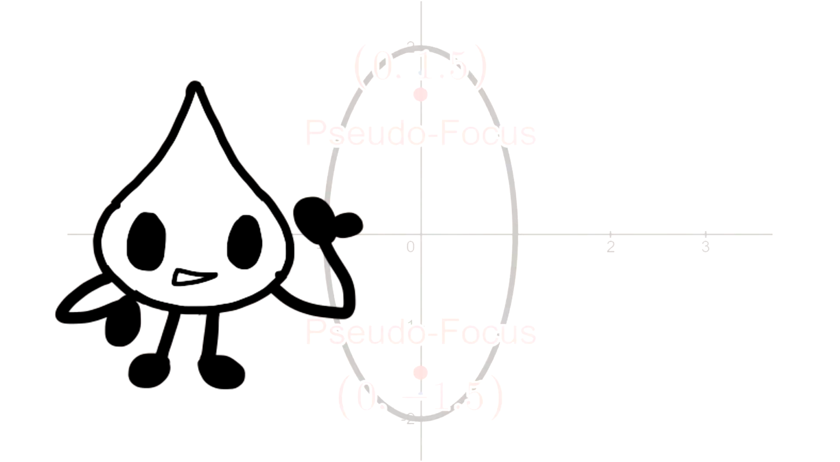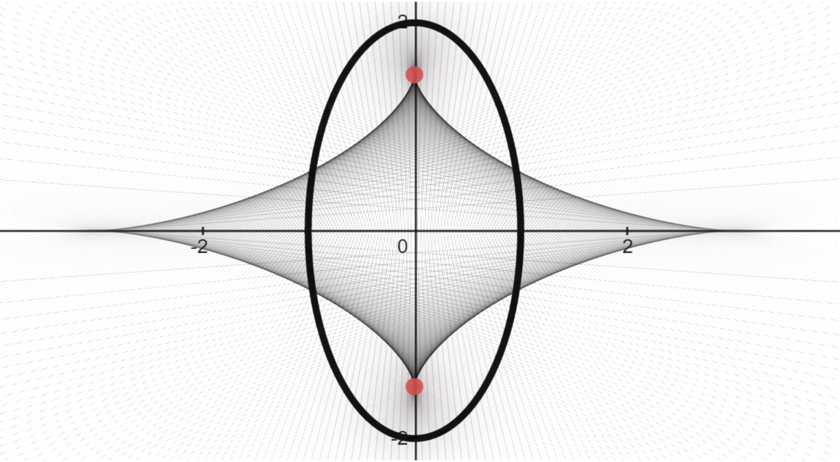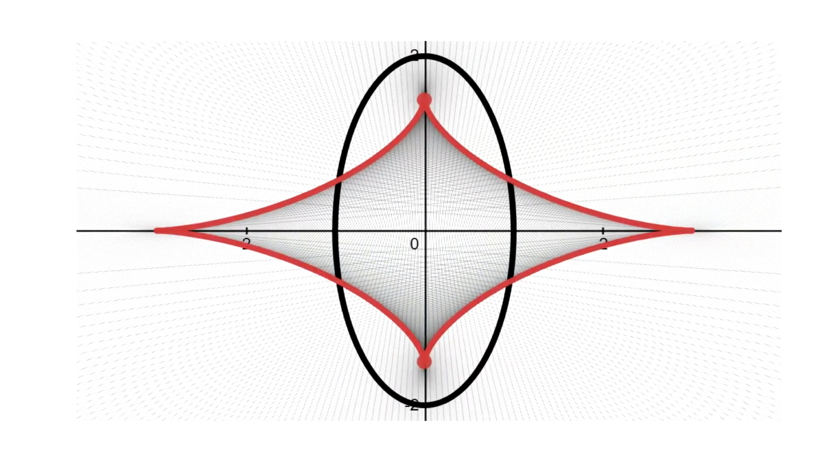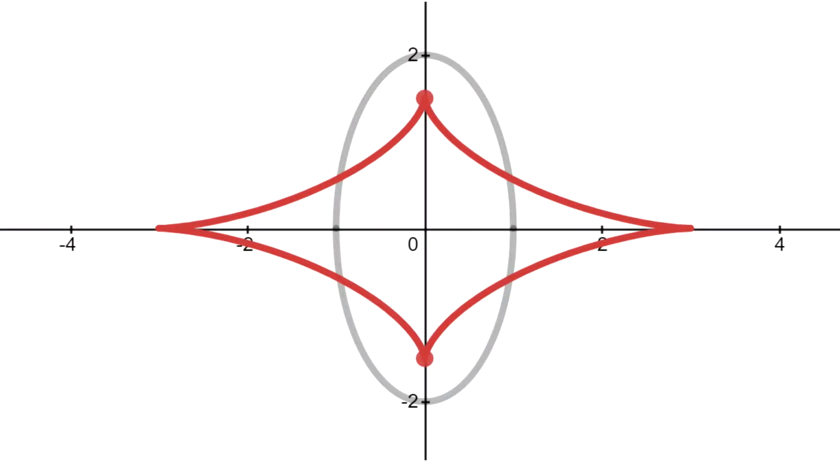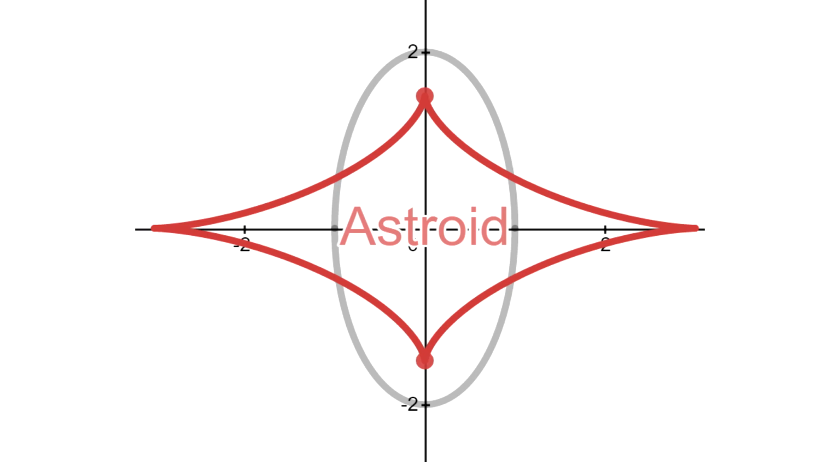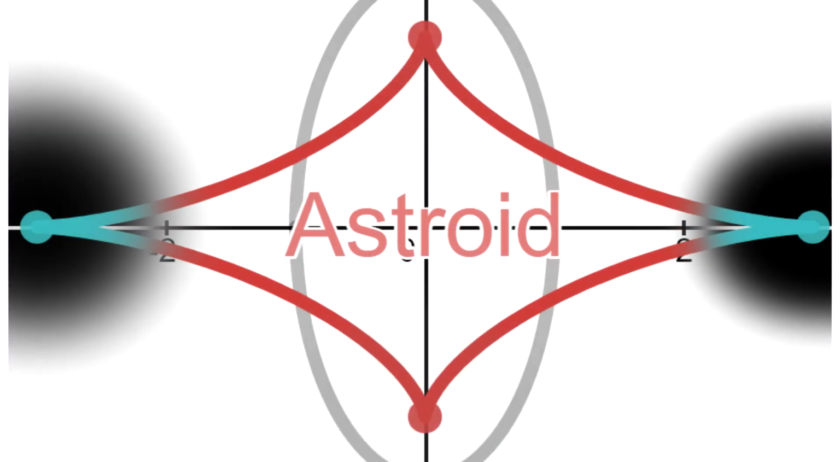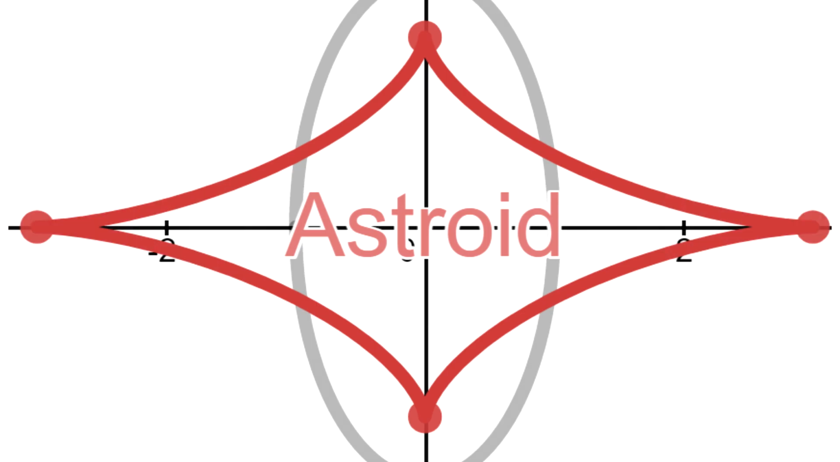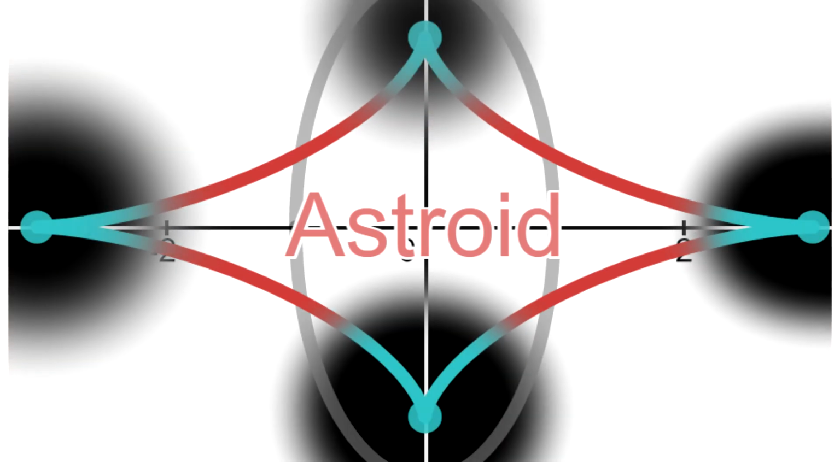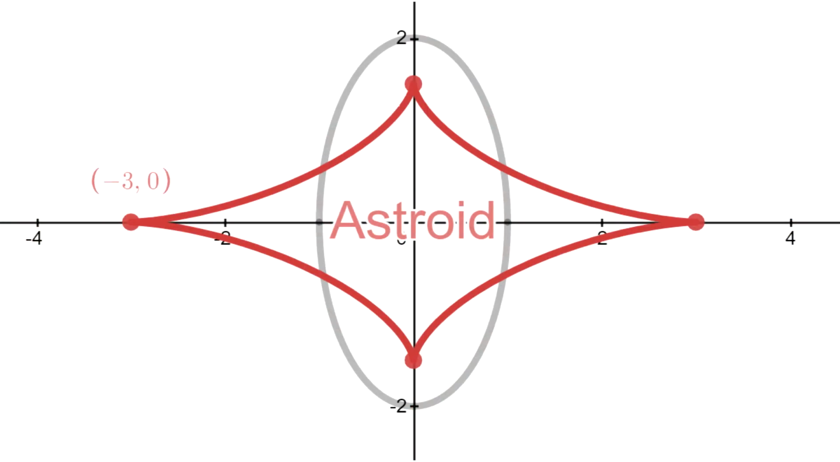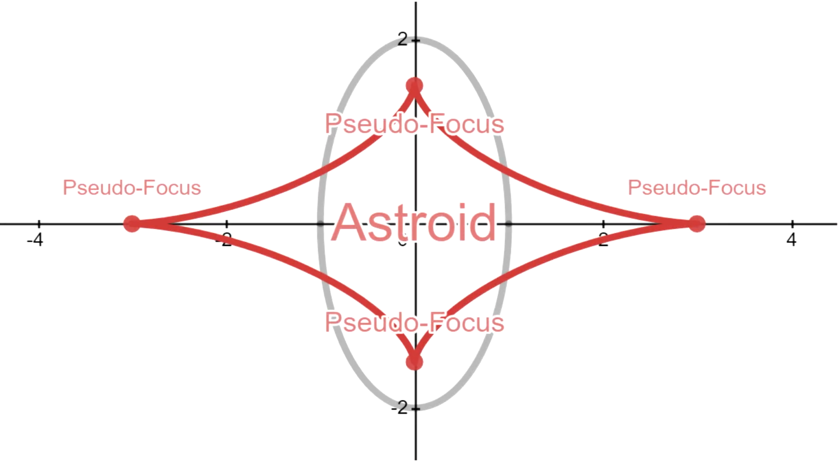Now, here's the cool part. The normal map, where we see this star. First of all, this star shape here is what is called an asteroid, and it has these 4 edges. 2 of them touch the pseudo-foci, and the other 2 are... Wait, then that means we have 4 pseudo-foci. So it's also -3,0 and 3,0, which is outside the oval. Basically, the pseudo-foci of the ellipse are the points of the star-shaped asteroid.